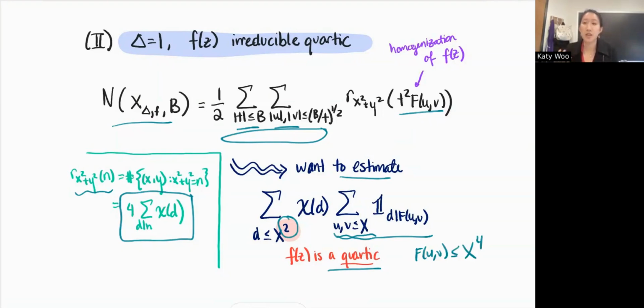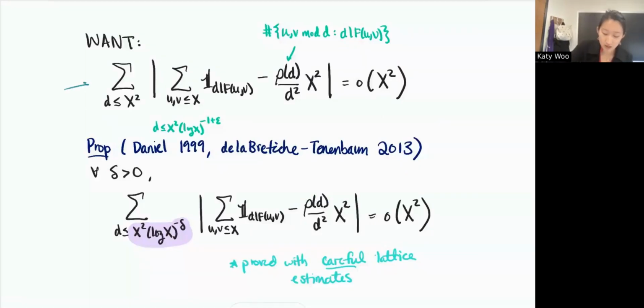And now if we wanted to proceed in the same way as when f was a cubic, what we would want is some sort of result like this, where we have the sum of d up to x squared of the difference between our count and what we think it should be to be little o of x squared. Now, unfortunately, I don't know how to prove such a strong level of distribution bound, but we do actually know something which is basically just as good.